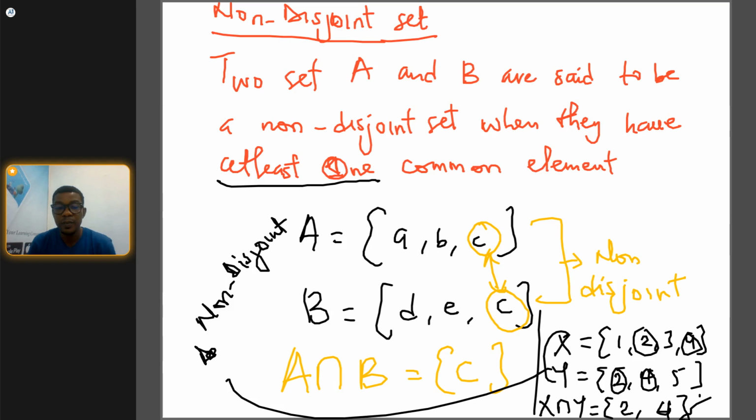So let's proceed to the next thing. I believe this is clear to us. What is the difference between a disjoint set and a non-disjoint set? A disjoint set is a set that has no elements in common. A non-disjoint set is a set that has some elements in common.